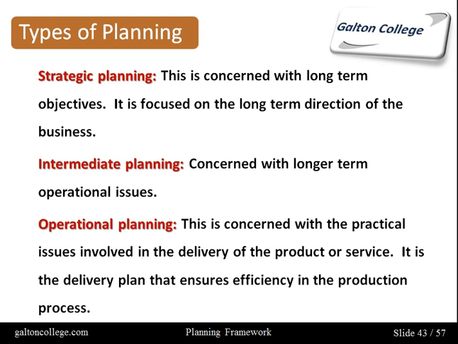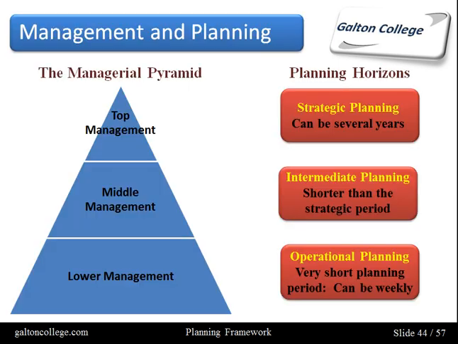It looks at the efficiency of the production process. It looks at the efficiency of the organization. And I suppose in terms of pyramids and diagrams, we have top management, middle management and lower management in the managerial pyramid, and we have planning horizons. The top management look after strategic, the middle management tend to deal with intermediate, obviously in consultation with the top management, and lower management tend to be more operational, looking at the very short period, but obviously linking with the middle management.